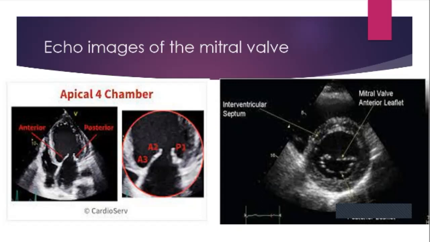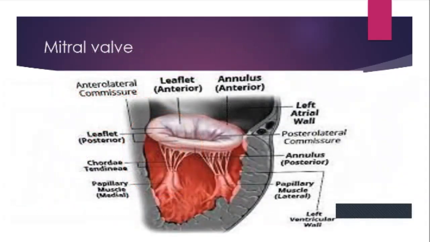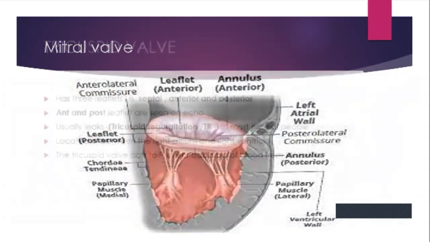You can see the mitral valve anterior leaflet and the interventricular septum. The interventricular septum is the one which separates the two ventricles. Then you can see the mitral valve posterior leaflet. This is the real mitral valve, how it looks, in a cross section of the heart. You can see the anterior leaflet, the annulus, the posterior leaflet, and the left atrium wall. You can see the chordae tendineae and the papillary muscles, how they are holding it in position.